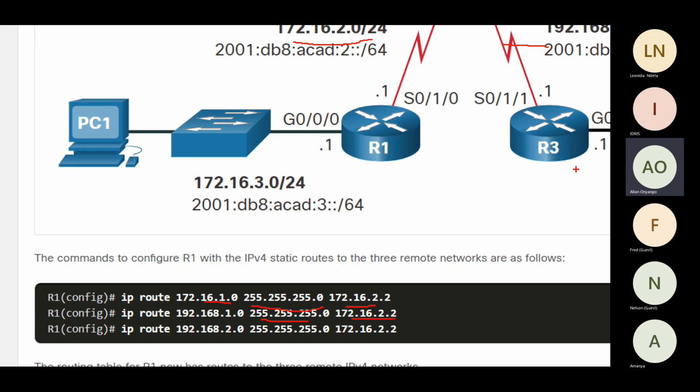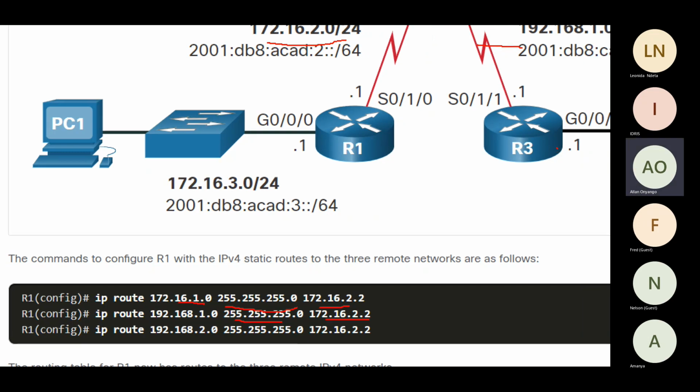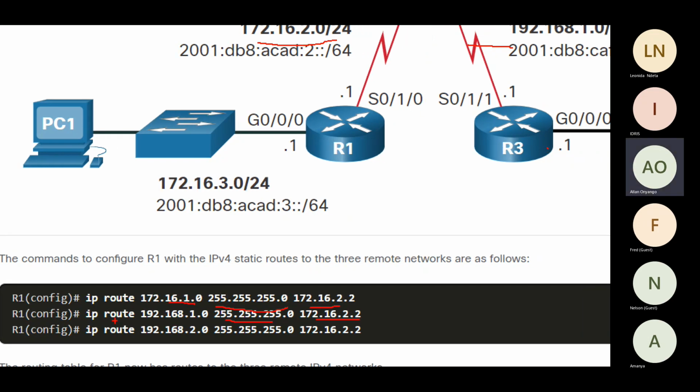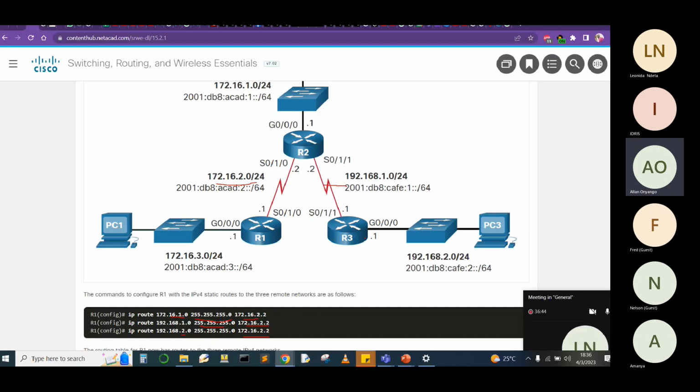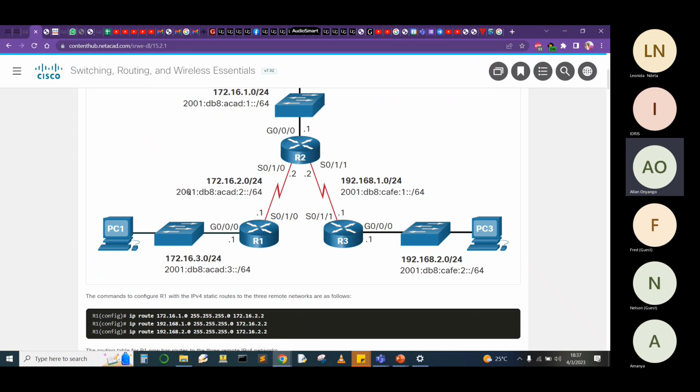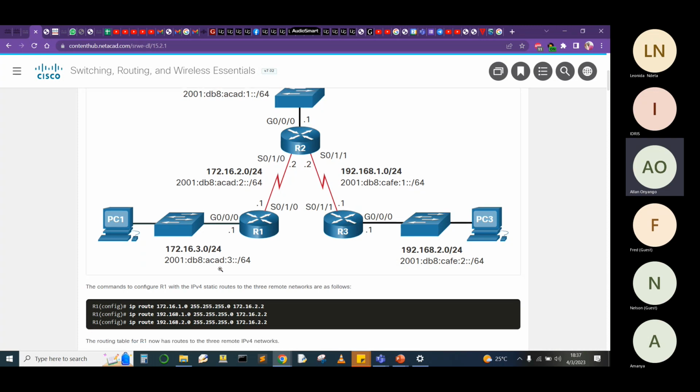Then the third network, which is connected to R3, is 192.168.2.0, 255.255.255.0, and put the same next hop IP. Okay, so basically that is what we are doing. We are adding the 3 remote networks, but the only way to reach them is through the next hop IP of R2, and we are able to see that very well.